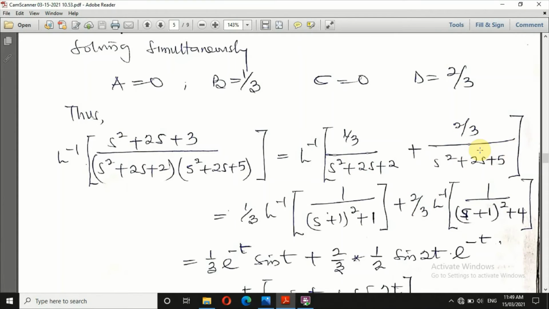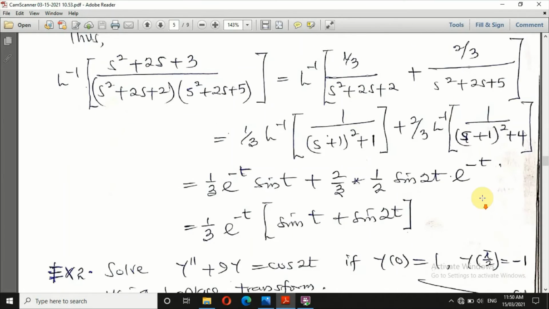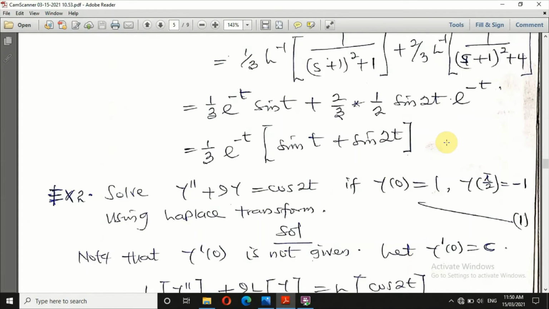I will use the same knowledge here to make this one a perfect square. So that is how we obtain this. So from here, we can answer 1 over 3. Here, this is exponential minus t sine t. Don't forget the translational and shifting principle. And for the second one too, 2 over 3, the Laplace inverse of this one will give us this. So that is how we obtain the solution.